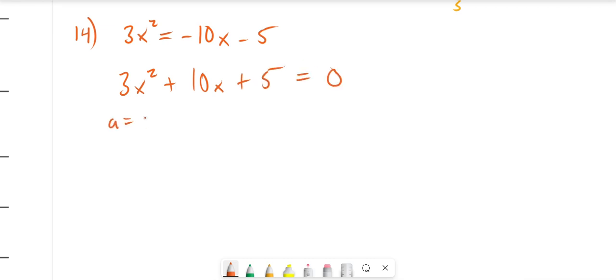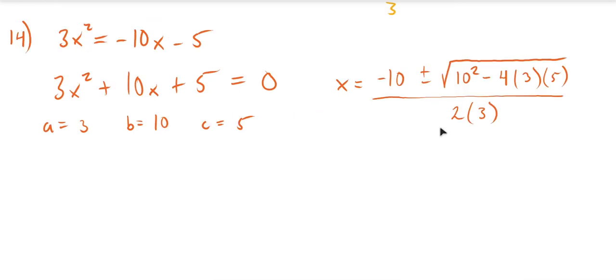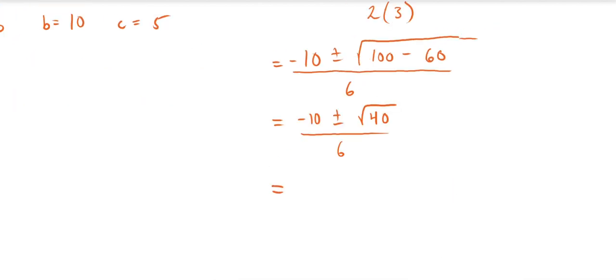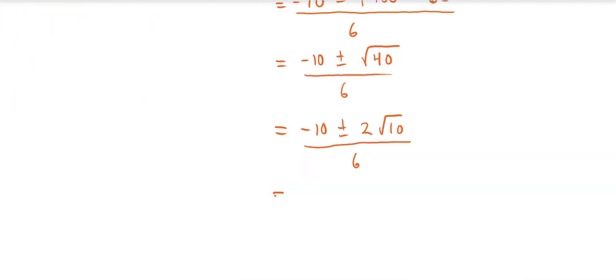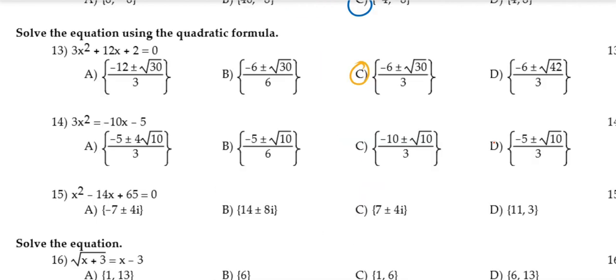Now we can see clearly what's a, what's b, and what's c. Plugging these into the quadratic formula, we get the following, which we can simplify by evaluating. Reducing this radical and factoring out and canceling a 2, we get the following answer, which corresponds to D.